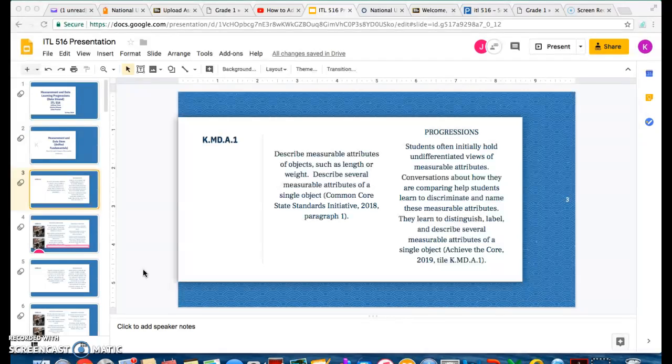K.MD.A.1. Describe measurable attributes of objects, such as length or weight. Describe several measurable attributes of a single object. We know that standard units are what we usually use to measure the weight, length, or capacity of objects. Those might include inches, feet, gallons, etc.